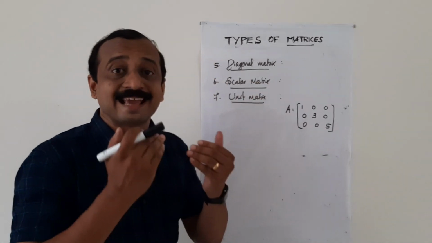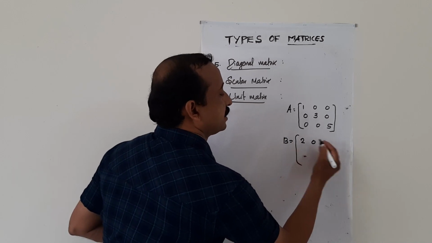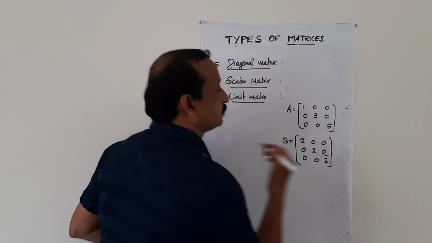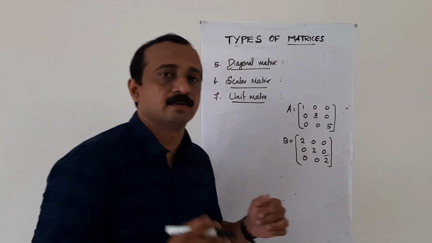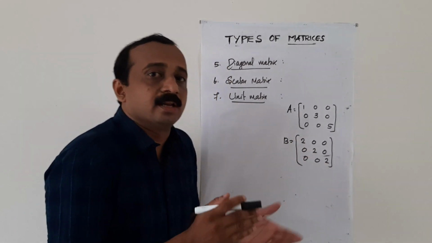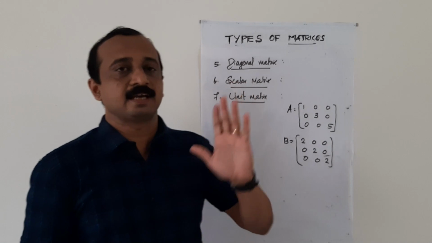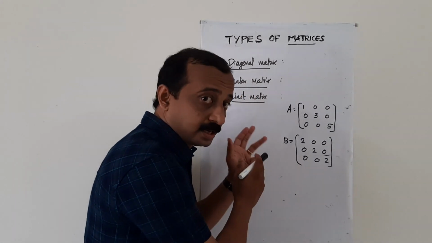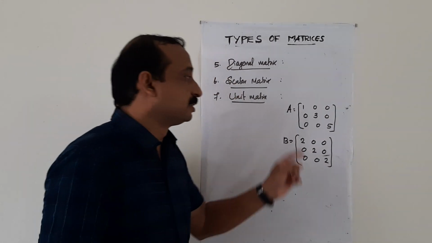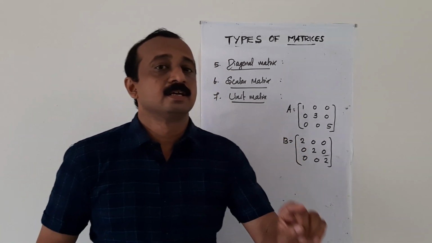Now, I define what is scalar matrix. Here, I write a matrix 2 0 0, 0 2 0, 0 0 2. This matrix is called a scalar matrix. Why? The principal diagonal elements are non-zero and they are equal. Actually, this matrix is a square matrix, also a diagonal matrix, and also called a scalar matrix.